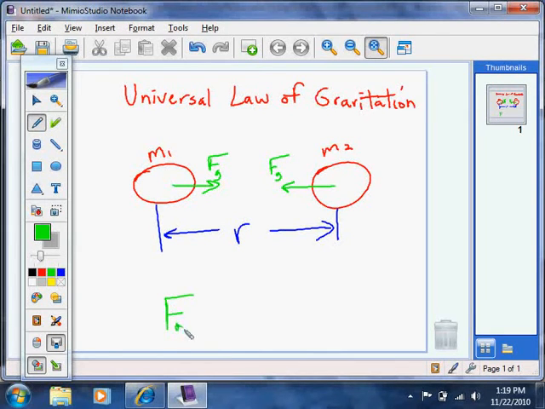we know the formula is Fg equals big G, which is a universal gravitation constant, 6.67 times 10 to the negative 11th Newton meter squared over kilogram squared, times the mass of the first object times the mass of the second object divided by the distance between the two squared. If you plug in values, you should be able to crunch out that formula. We did a few examples like that on Friday.